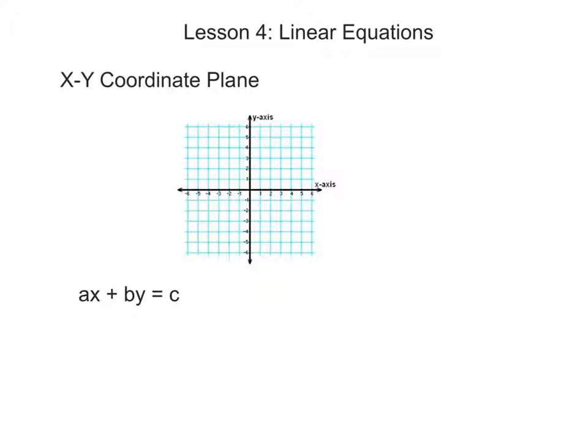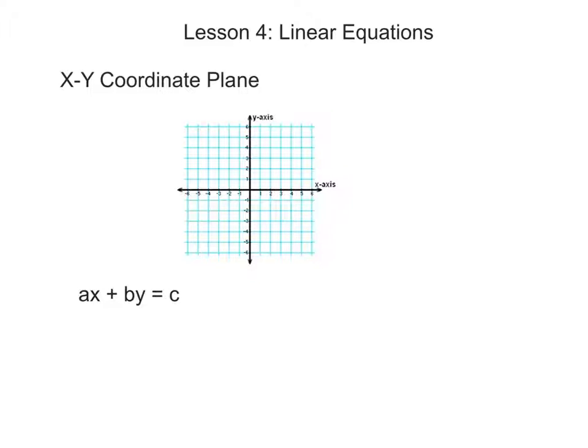Now the general form of a linear equation is always going to look something like this: ax plus by equals c, where a, b, and c are real numbers, and x is a variable and y is a variable.